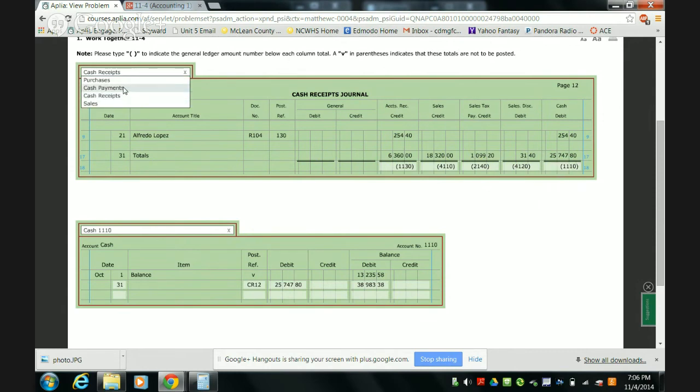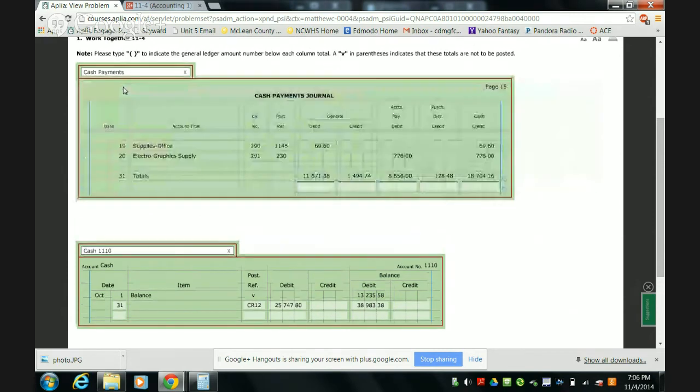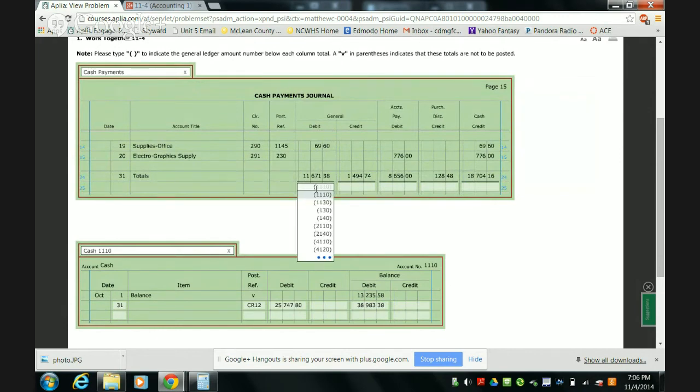The final one here is our cash payments. And if I'm working left to right here, I don't have any specific account titles for my general debit and general credits. So because I don't need to post those, I just put a check mark on these. Okay, so only these general debit and credit columns are ones that I don't need to post totals to. Okay, because there's no account that I can put those on.